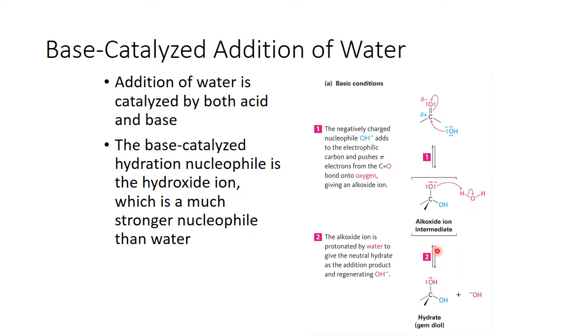Notice, these are all equilibrium arrows because this is going back and forth, and what predominates? Really, the aldehyde or the ketone predominates, except in a very few instances. You're going to have mostly aldehyde or ketone and only a teeny tiny percentage of the hydrate.